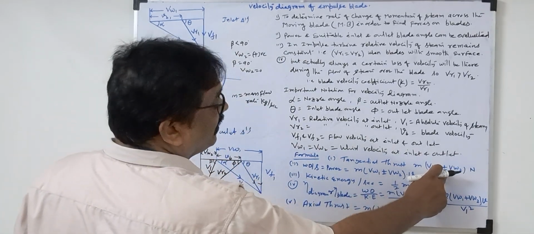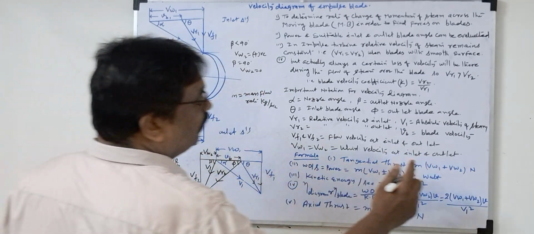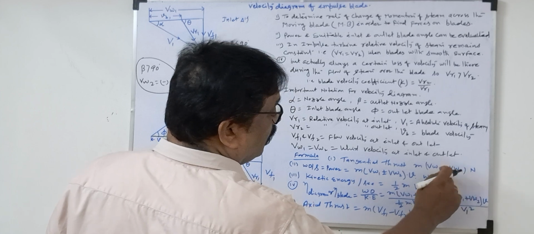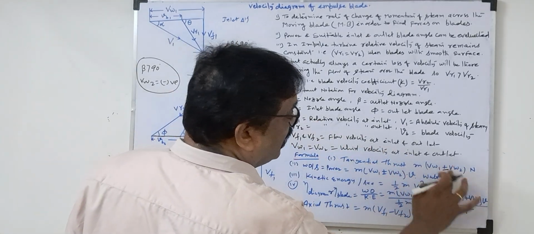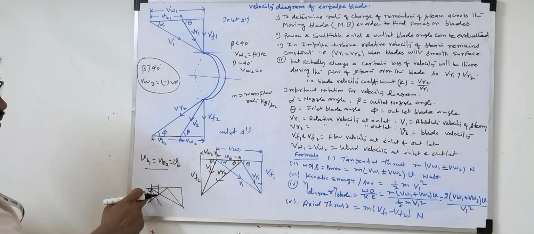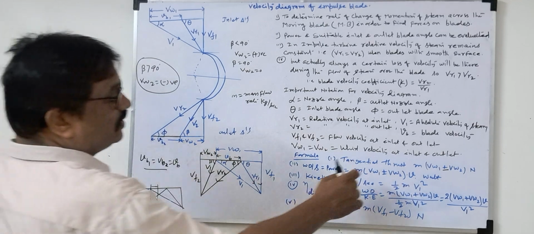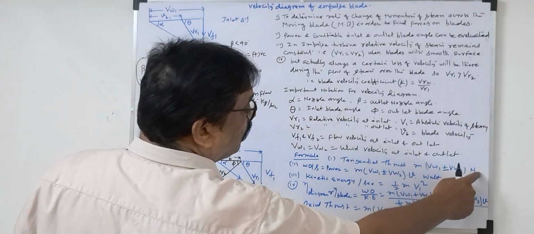So why is this plus minus taken? Suppose beta is less than 90, we take the plus. If beta is more than 90, we take the minus. If beta is 90 degrees, then VW2 will be 0, and the whirl velocity will be 0. So according to these conditions, this formula will change. Tangential thrust is m times the whirl velocity, plus or minus, at inlet and outlet.